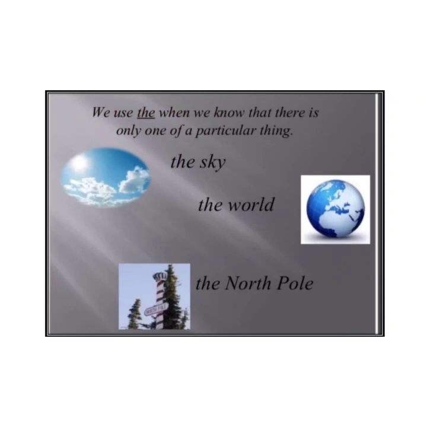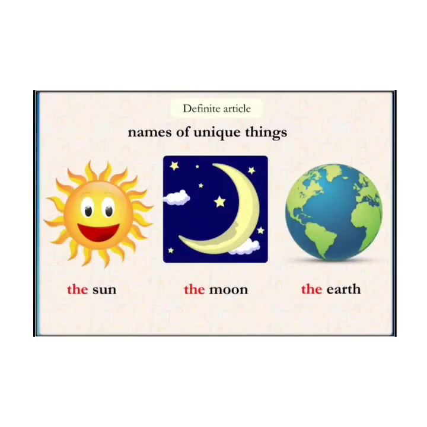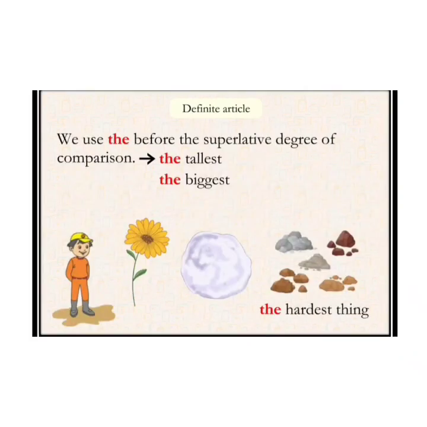We use the when we know that there is only one of a particular thing. Kids, please mark this. One of a particular thing. The sky, the world, the North Pole. Before the names of unique things. The sun, the moon, the earth. We use the before the superlative degree of comparison. The tallest, the biggest. Remember the superlative degree? Positive, comparative and superlative. When we talk about superlative degree, it is always followed by the.